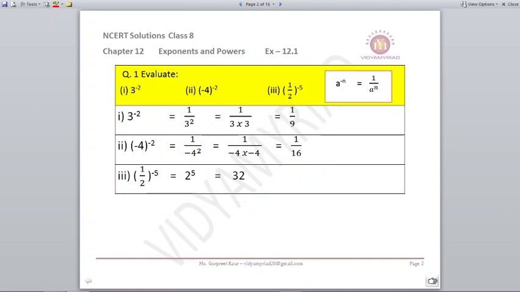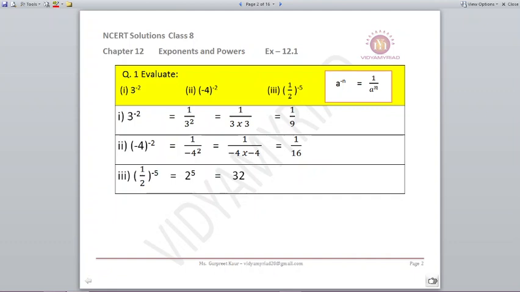Minus 4 raised to power minus 2. So to make the powers positive, I will take its reciprocal. So it will become 1 upon minus 4 square. So minus 4 into minus 4, minus minus will become plus. Answer comes 1 upon 16.